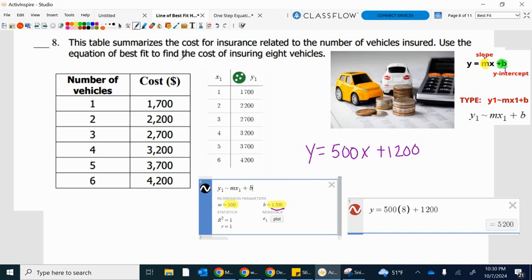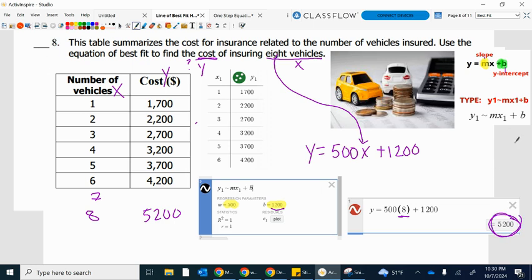Then it asks us to find the cost. We want to find the cost. We don't know the y of insuring 8 vehicles. Vehicles is our X. So once again, we're going to substitute 8 in for X, which looks like this in Desmos, and that gives us 5,200. And if we continued this way, 5,200 looks like a reasonable number. So this is our answer for number 8.